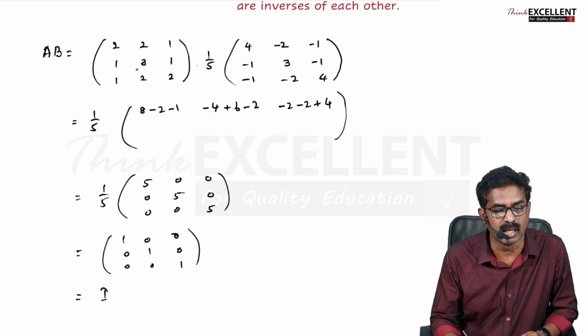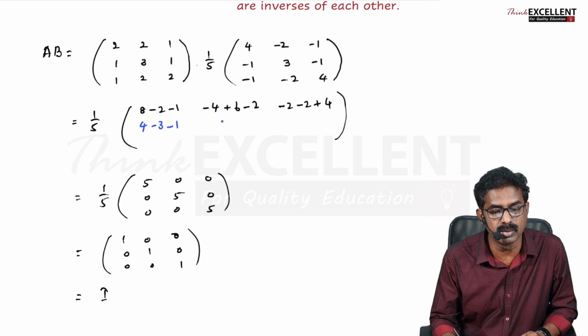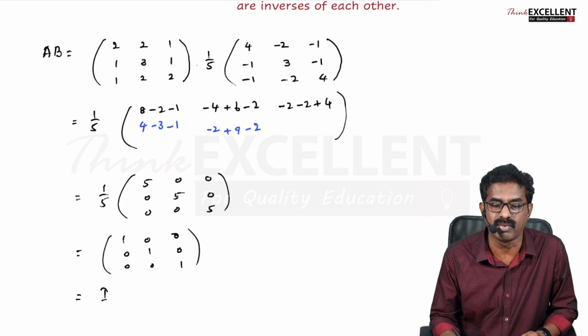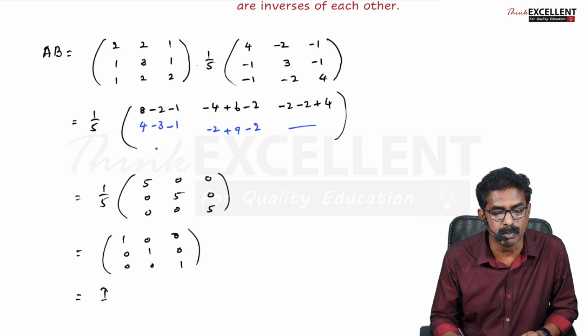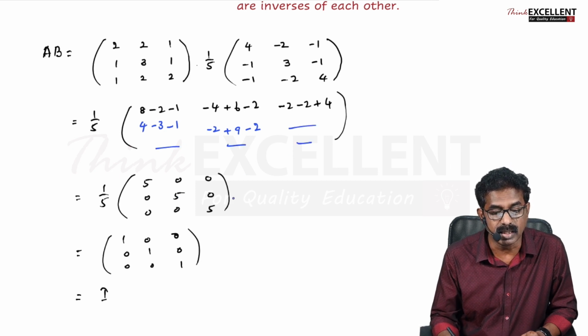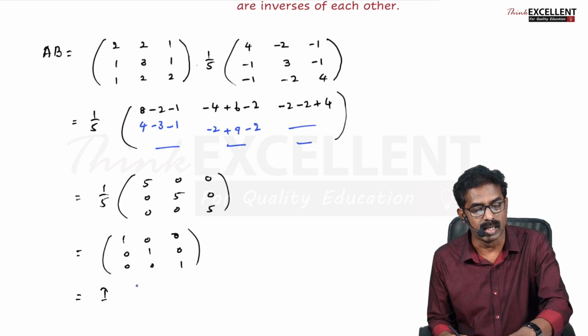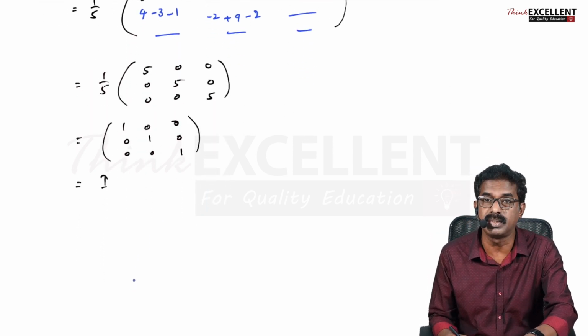Second row, first column, 1 into 4, 4. 3 into minus 1, minus 3. 1 into minus 1, minus 1. So that is 0. Second row, second column, 1 into minus 2, minus 2. 3 into 3, 9. 1 into minus 2, it is what? Minus 2. See, 9 and minus 4, you will get what? 5. Like that, I'm sure you can complete the remaining, right? And check whether you are getting this value and you are getting I. Okay, so AB is equal to I.